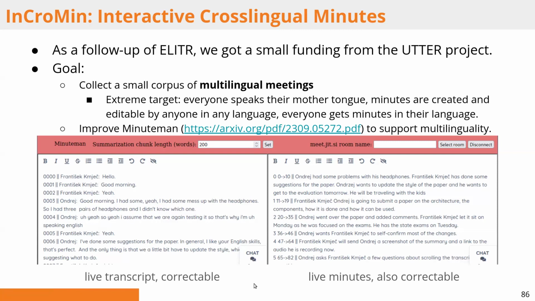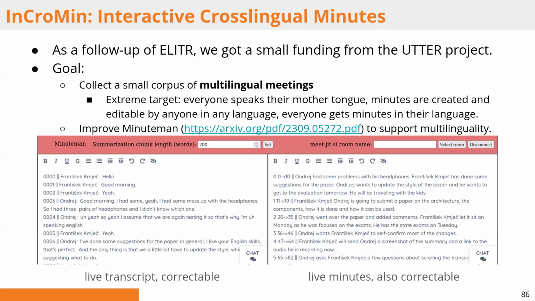So the goal of this INCREMENT small project is to collect meetings where people would, in the extreme case, be discussing so that everybody would speak their mother tongue. The minutes would be created and editable by anyone in any of the involved languages. And at the end of the meeting, everybody would get home with the minutes in their mother tongue again, so that it would be natural for everybody to use the language that they speak best, and still talk to all the others. And this is, as said, the extreme target. We can go anywhere, but we simply should have more languages in a meeting.